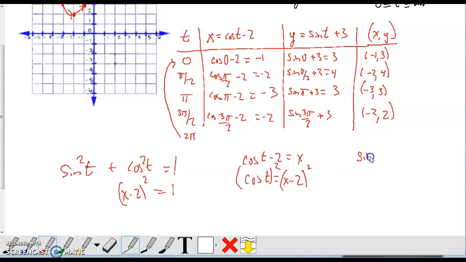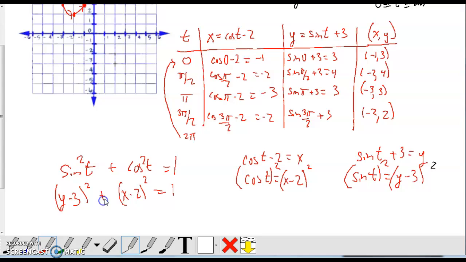And then my sine of t plus 3 is equal to y. Sine of t is y minus 3. Again, I'm going to square that and then square that. So y minus 3. Ooh, that's supposed to not be cubed. That's supposed to be squared. So squared. And there you go.